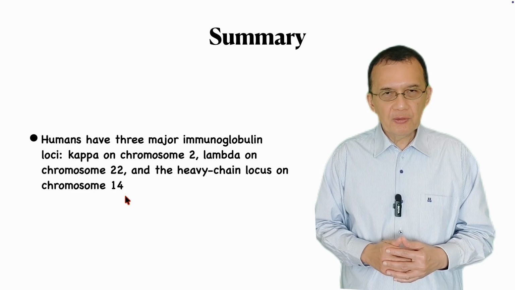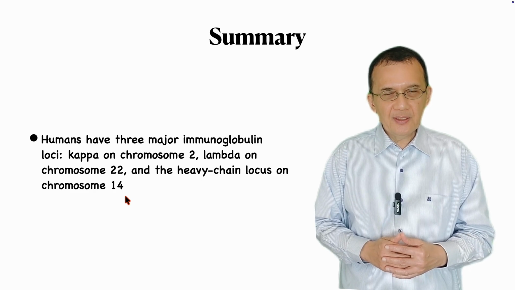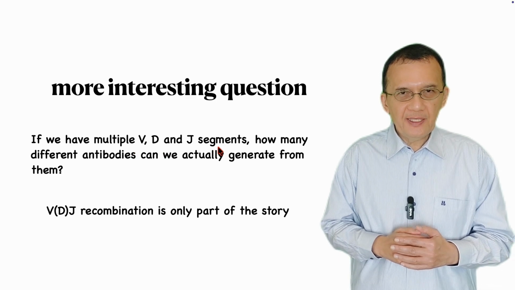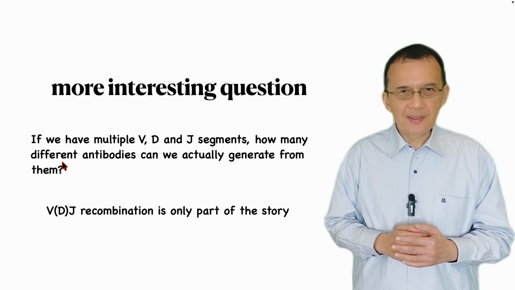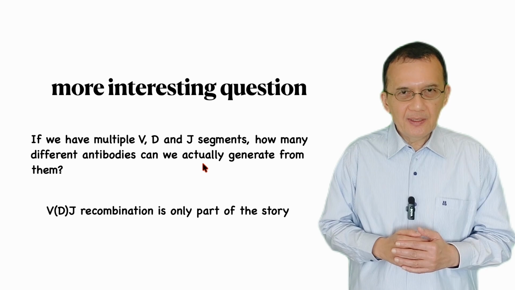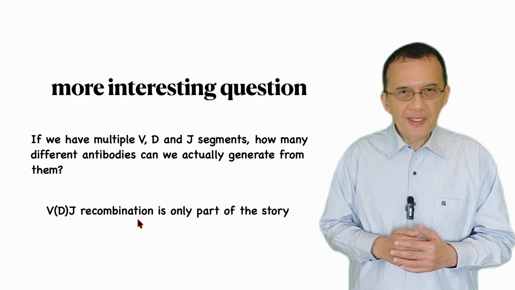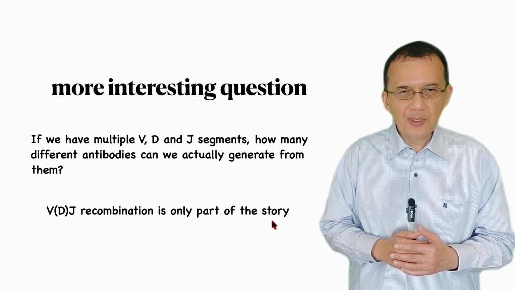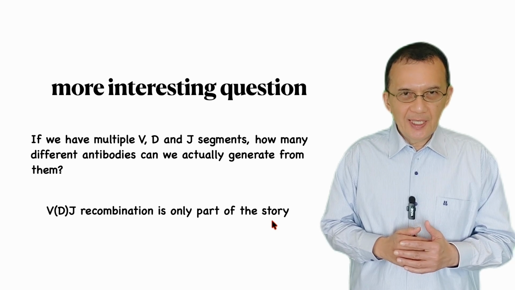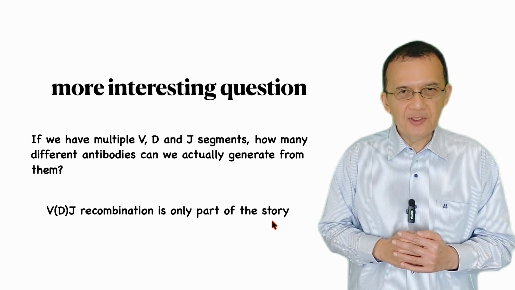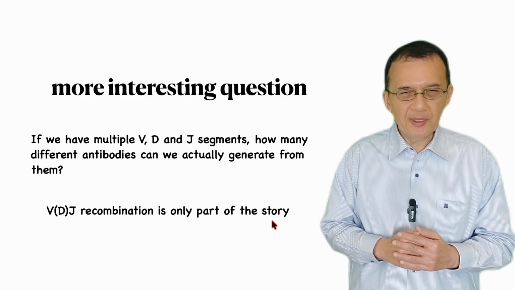But this raises an interesting question. If we have multiple V, D, and J gene segments, how many different antibodies can we actually generate from them? And VDJ recombination is only part of the story. In the next video, we are going to explore different mechanisms that generate an enormous diversity of our antibody repertoire.